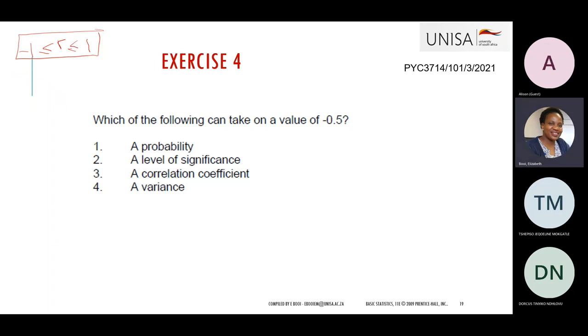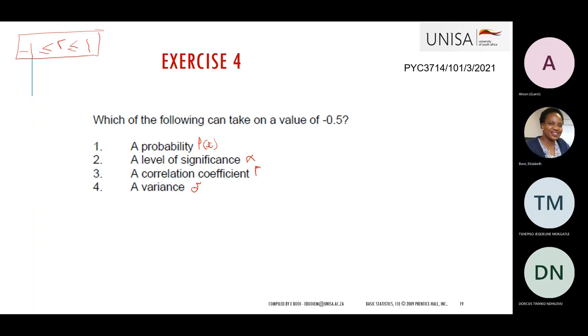So this question, it looks tricky, right? It says, which of the following can take on a value of negative 0.5? Is it 1, a probability? 2, level of significance. Remember, level of significance is alpha. 3 is coefficient of correlation, which is R. And 4, which is the variance. I'm going to use the probability as P(x). So which one can take a value of negative?